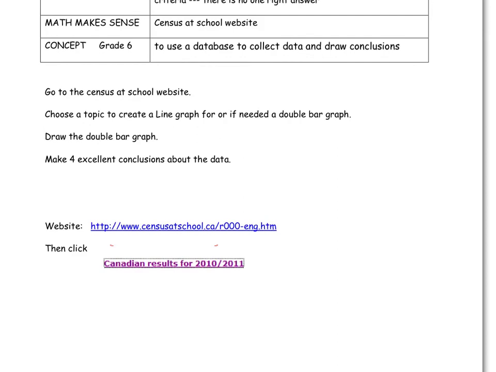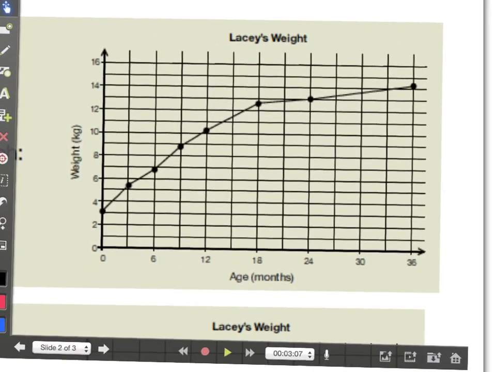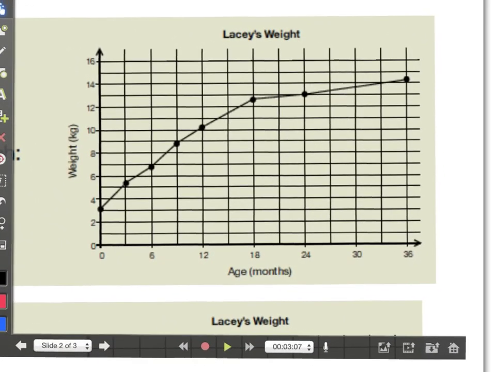Now, excellent conclusions are very specific conclusions. So let's take a look back at the data for Lacey and see if we can make some conclusions. When we're making excellent conclusions, they are very specific. When we are making adequate conclusions, they are not very specific. So for example, I could say that she weighed the least at 0 months or at birth, and she weighed the most at 36 months. Well, that's extremely obvious, so that would be adequate.